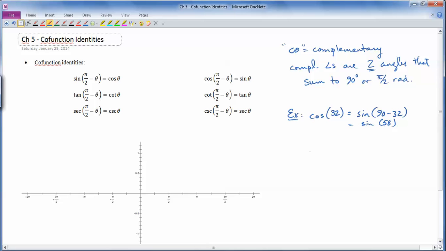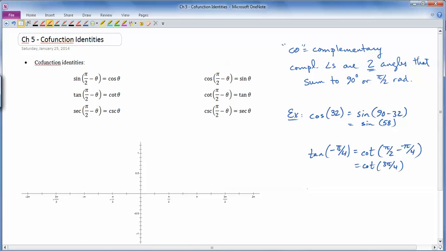If I had tangent of, let's say, negative pi over 4, then one cotangent value that is definitely the same is going to be pi over 2 minus negative pi over 4. Right? Because if I add those together, I get pi over 2. Those are complementary angles. So let's see, what's that? That's 2 pi over 4 plus pi over 4, that's 3 pi over 4.